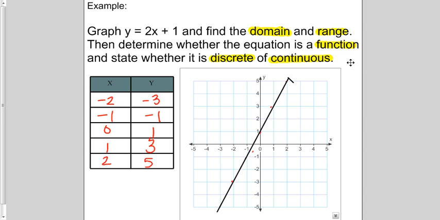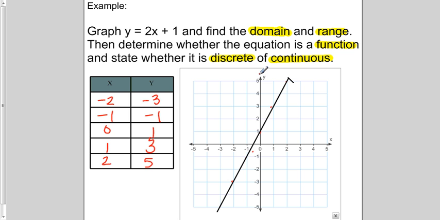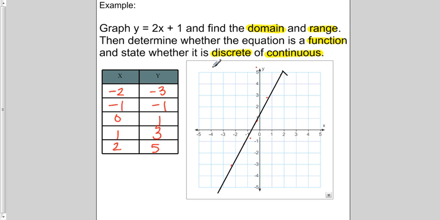All right, is this a function? Well, does it pass a vertical line test? It certainly does. There's no vertical line that will cross more than once. So yes, we've got a function. This is not working. Okay, there we go. Yes, we've got a function. And finally, is the graph discrete or continuous? It's continuous because we graphed a line. All right, you're going to see that when you're graphing equations, your graphs will be continuous. And if you're graphing specific values or data or information, typically then it's discrete.